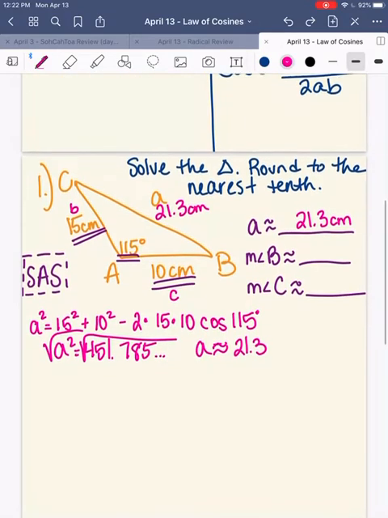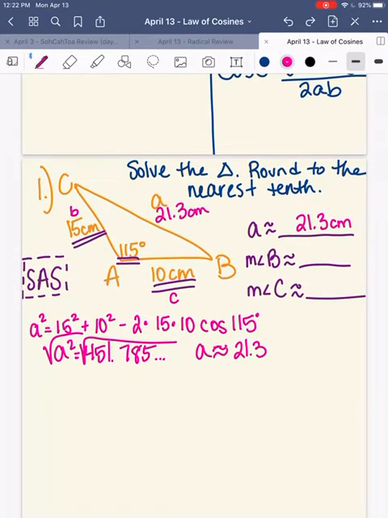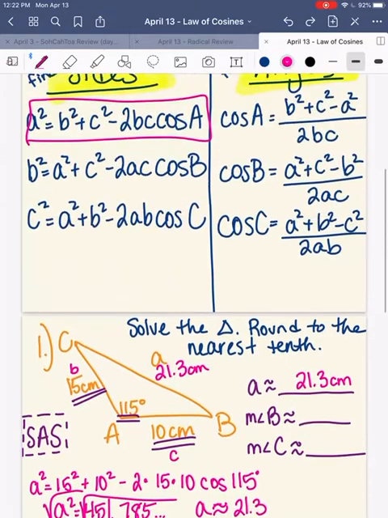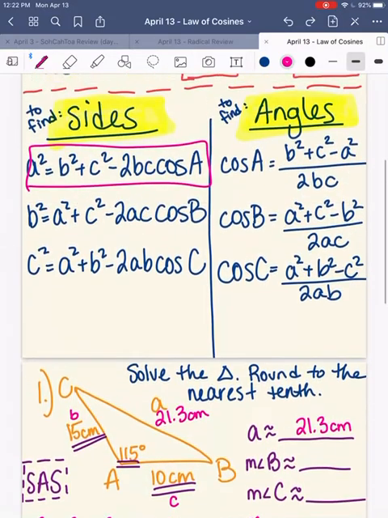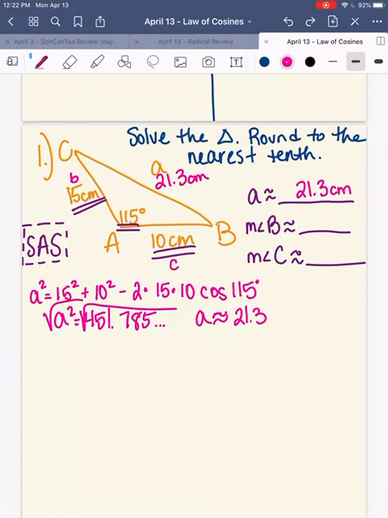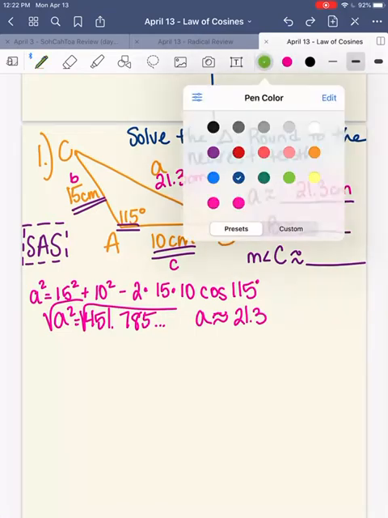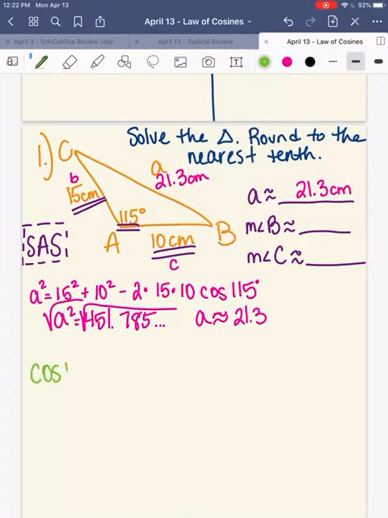Now at this point you could find B or C. I will be honest, you have to find side A first before you can find any of the angles, because to find angles you need sides A, B, and C, if you notice in the formula. When you're finding angles, you have to have all three sides. It really makes no difference which one, so let's just go in alphabetical order. Let's find B. So we're going to do cosine of B equals.